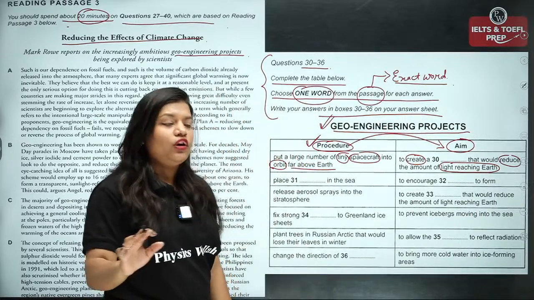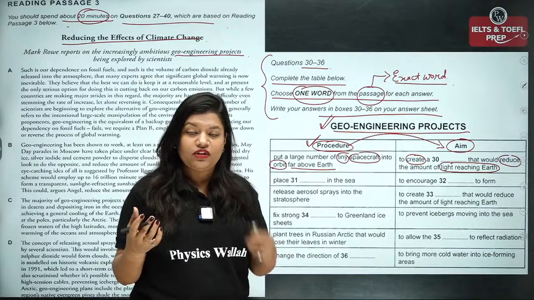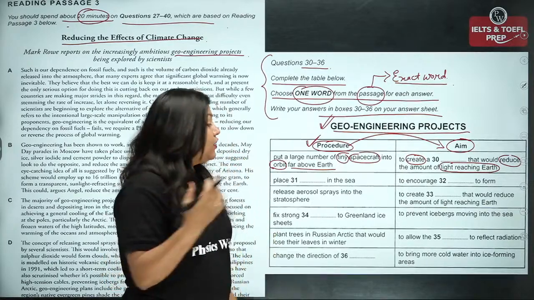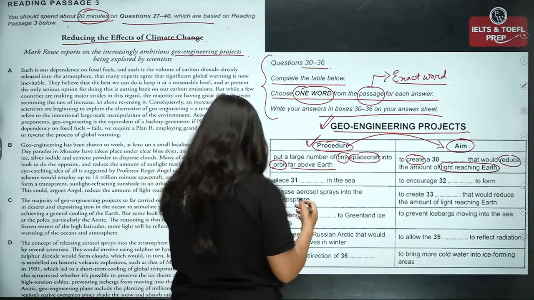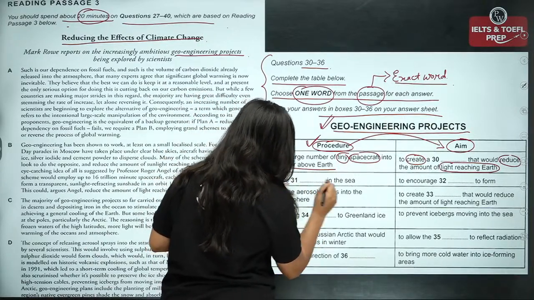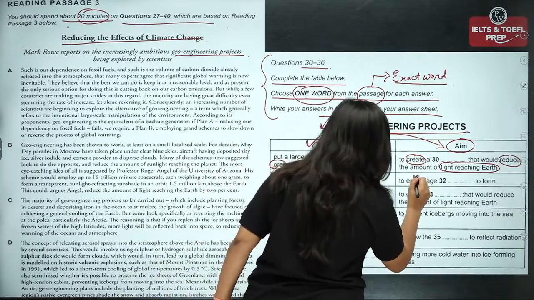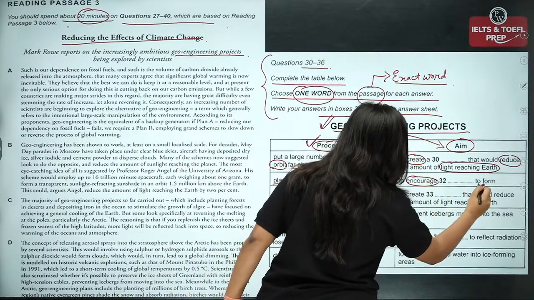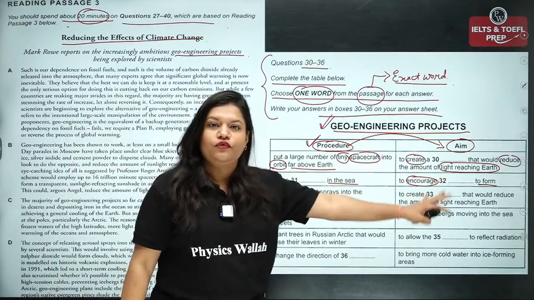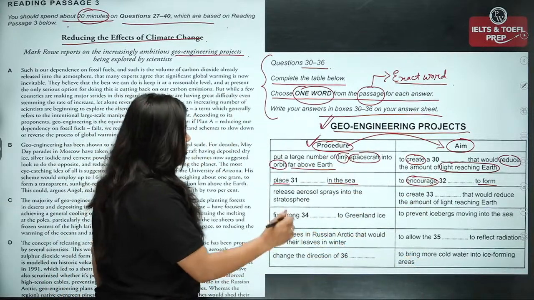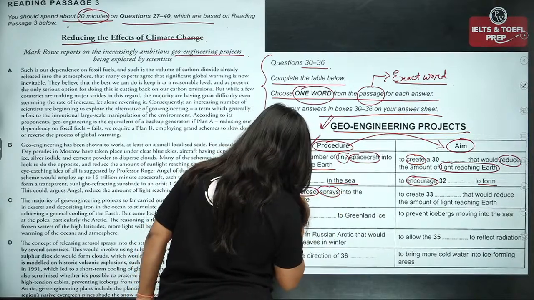Check. So what I got to know is that this is going to take a lot of time for me to explain because I'm explaining as of now. You need to work really fast when you're solving it, okay? Now, the next one is place dash in the sea. We need to place something in the sea to encourage to form. If you're going to put something into the sea, there is something that's going to form, okay? Now, release aerosol sprays into the stratosphere.